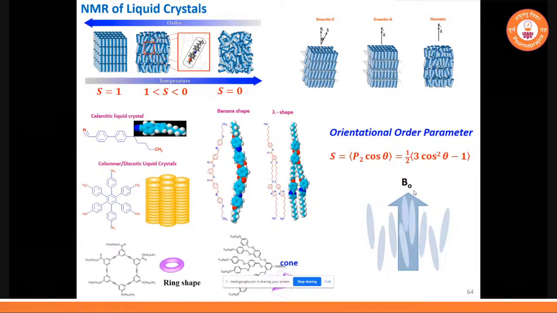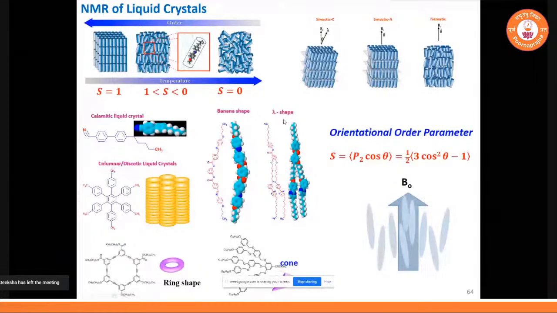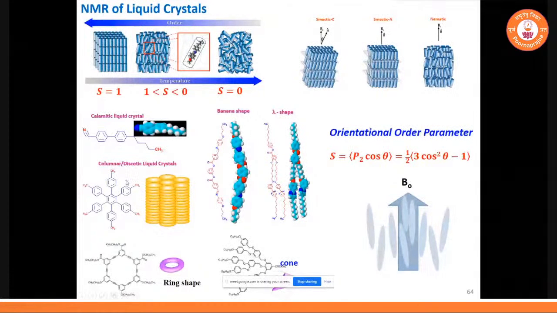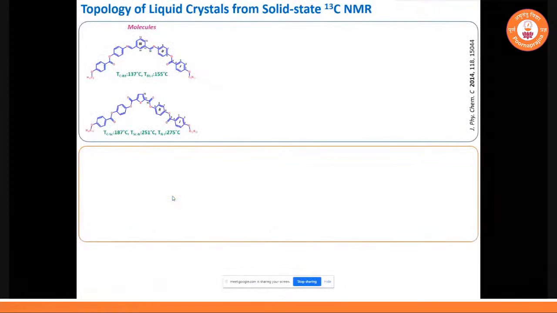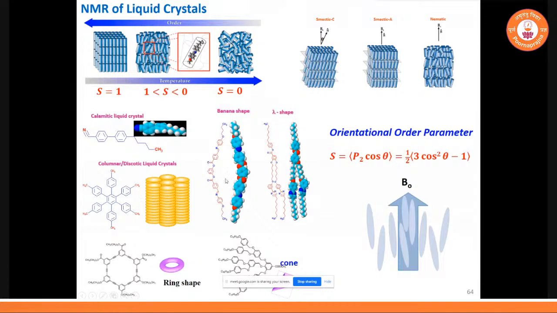So over the years, many compounds which show liquid crystalline property, which have more than 1 melting point, have been made through synthetic chemistry. There is a variety of compounds like banana shape, lambda shape, cone shape, ring shape, which have certain properties. And one of the best applications of liquid crystal is display materials, because they show birefringence and other optical properties. Now, what we have done in our experiment: this is very old data, published in 2014. We took 2 liquid crystals, known as banana liquid crystals because they are banana shaped.